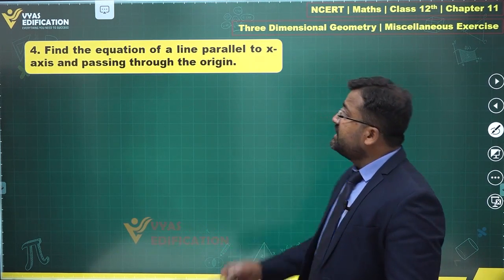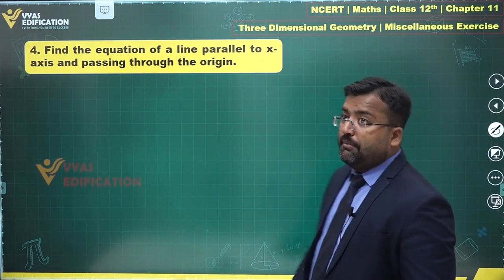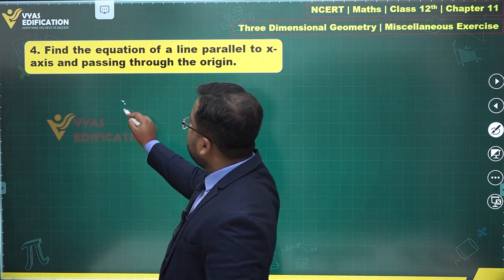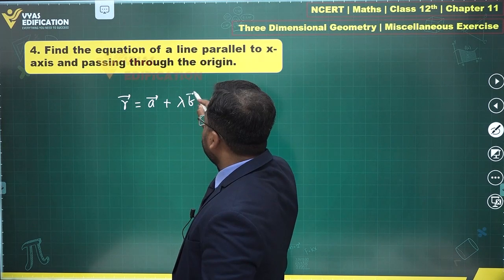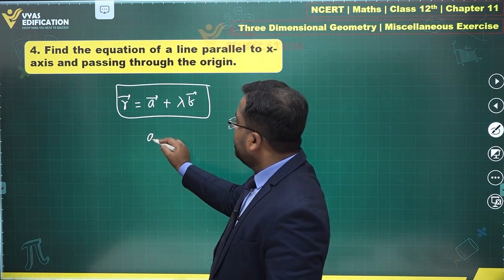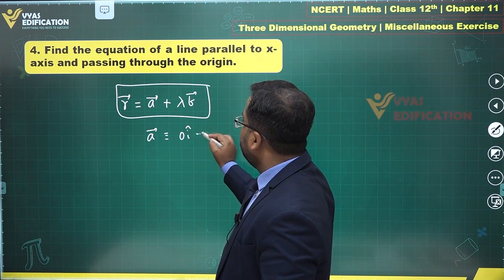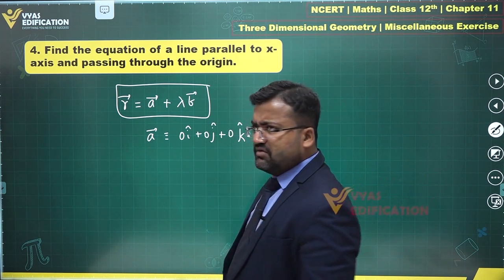Question number 4 says, find the equation of a line parallel to the x-axis and passing through the origin. Okay. So in case you need this equation, r vector is equal to a vector plus lambda b vector. This is the equation of a line. A vector is any point. Any point is the origin over here, right? So this is 0 i cap plus 0 j cap plus 0 k cap. This is what you have.